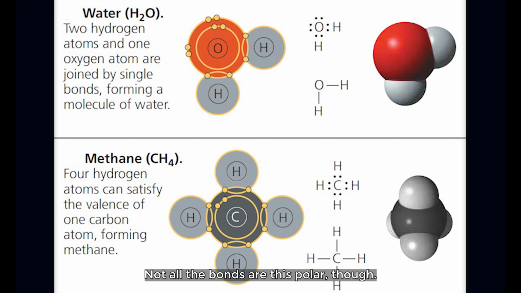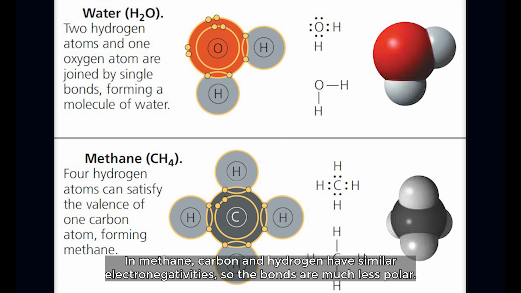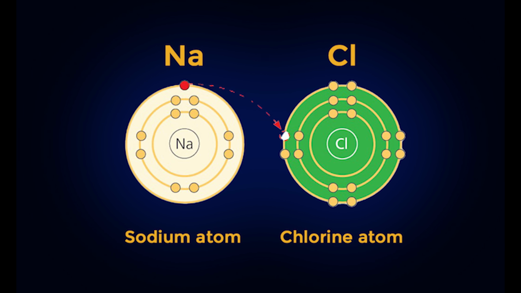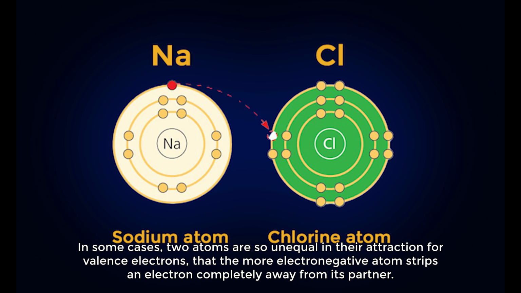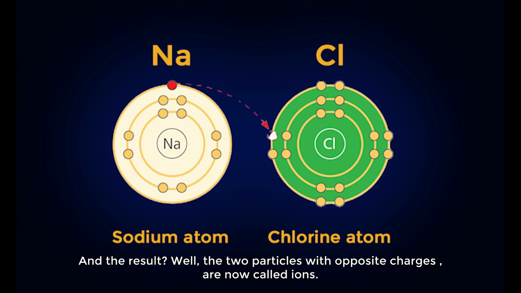Not all bonds are this polar though. In methane, carbon and hydrogen have similar electronegativities, so the bonds are much less polar. In some cases, two atoms are so unequal in their interactions for valence electrons that the more electronegative atom strips an electron completely away from its partner. And the result? Well, the two particles with opposite charges are now called ions.